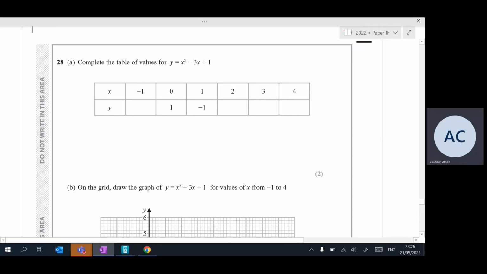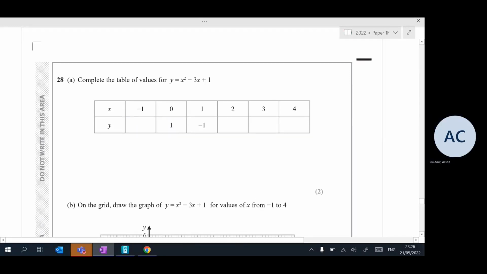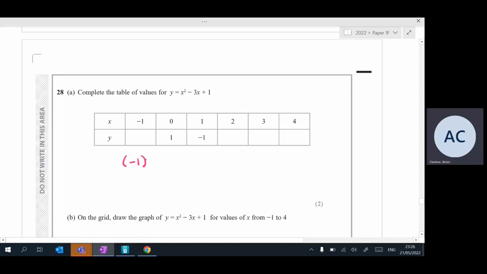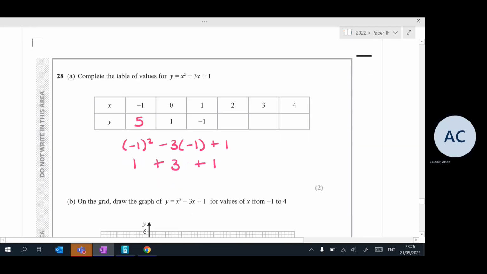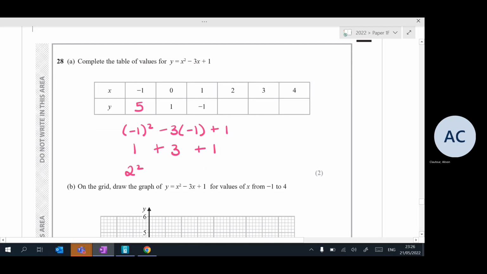Drawing a graph, doing a table of values. Okay, for subbing -1, so I'm squaring -1, doing 3 times -1 and adding 1. So -1 times -1, remember a negative times a negative gives you a positive, so that'd be +1. Then you've got -3 multiplied by -1 gives you +3 and +1, so that actually gives me 5. I'll do the same for the next one. So that gives me 4 minus 6 plus 1. So that gives me -1.